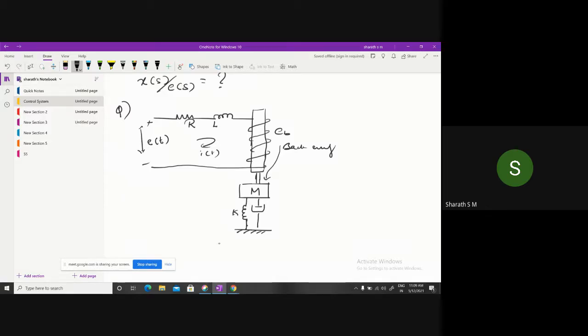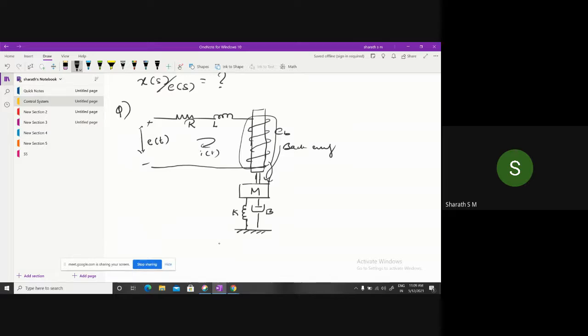Here we have a mechanical system, a combination of mass, spring as well as friction element. We don't have any force directly connected to this mechanical system. We have some electrical coil that is interconnected to the mechanical system. Whatever voltage and current is generated across this particular coil, we call it the back EMF. That back EMF is acting as a force to the mechanical system.